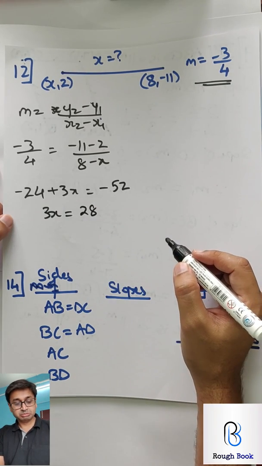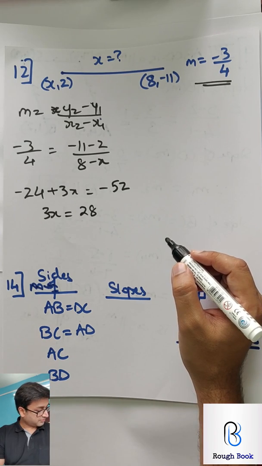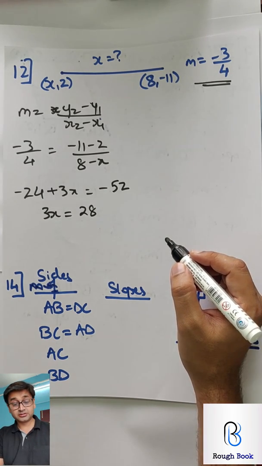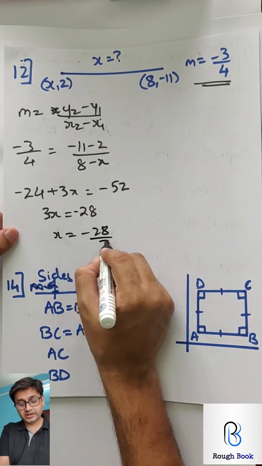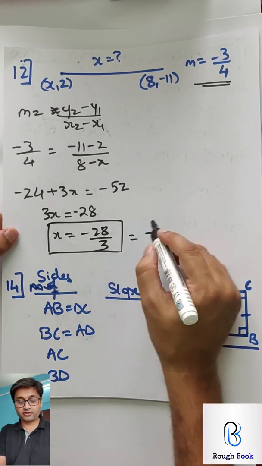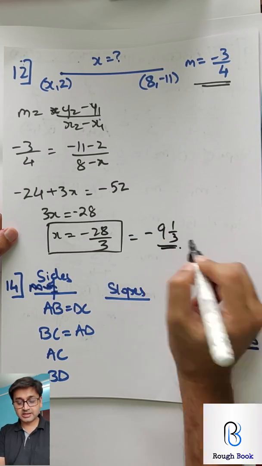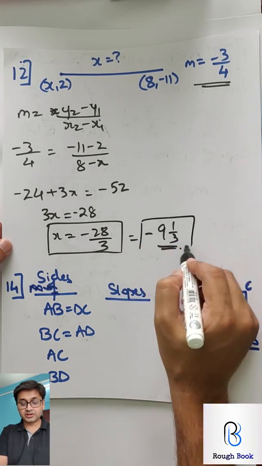Am I right? Maybe. But the answer seems to be weird to me. Let me just check. Some number 12 and it is correct. This is minus 28. So x is minus 28 by 3. Yeah, slightly weird. You can write it in mixed form. So 3, 9, 1 by 3. Minus 9, 1 by 3. Easy. Did you manage to get this?